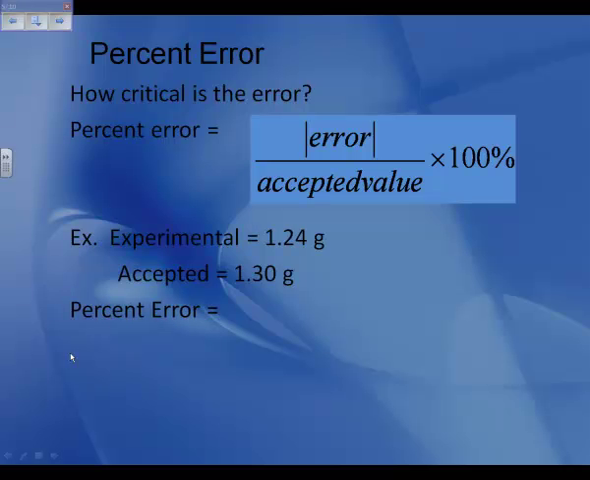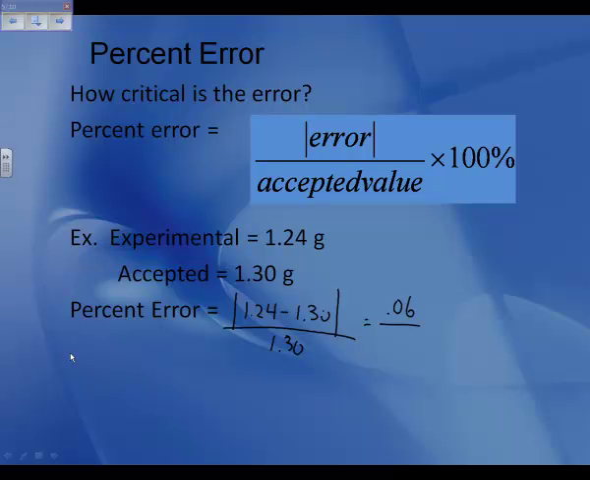And then we want the absolute value for that. Okay, can you run my calculator for me? All right, so do 1.24 minus 1.30, and then we divide by what we should have got. The accepted value was 1.30. So we've got 0.06 divided by 1.30, and we should have got 4.6%.